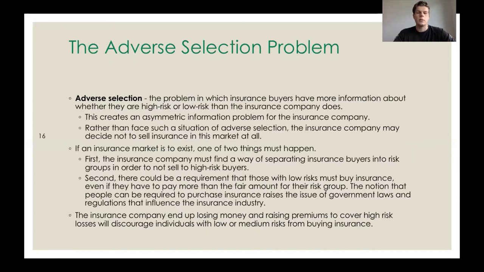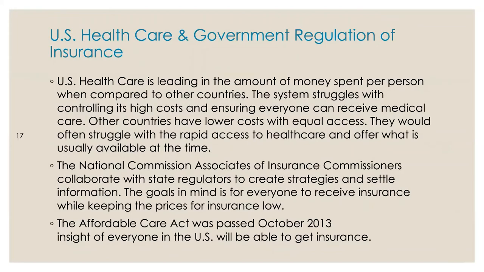Insurance companies end up losing money and raising premiums to cover high risk. Losses will discourage individuals with low or medium risk from buying insurance. US healthcare leads in the amount of money spent per person compared to other countries. This system has high costs, and not everyone can receive medical care without risking cost. Other countries such as Sweden have equal access and fair pricing, which allows them to access healthcare without worrying about being able to pay it back.